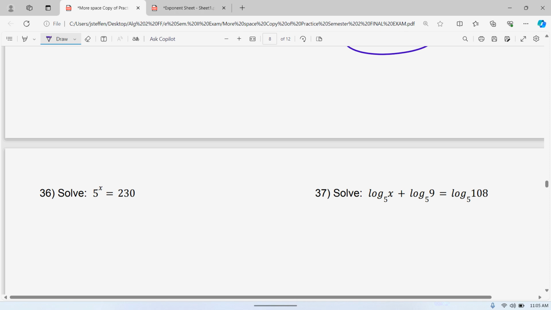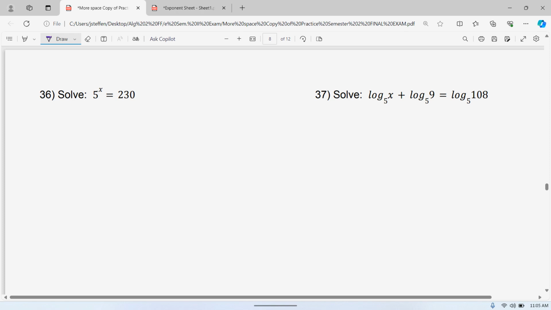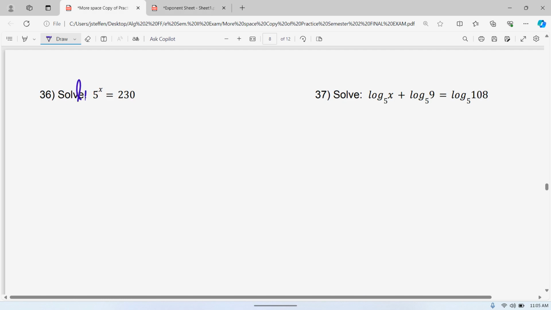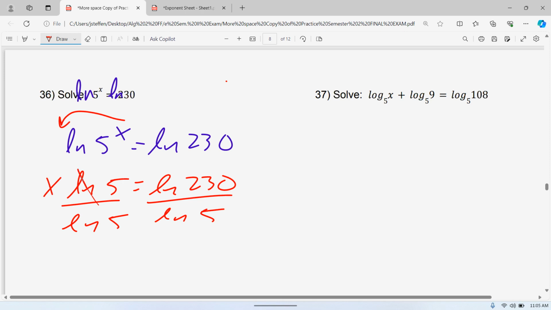This is where it's going to get a little bit more interesting. If you look at your exponent sheet, 5 raised to what number is 230? There is no 230 on here. So instead, this is where we're going to take the natural log of both sides. And you could have done that with the other ones as well. What that does is you take that exponent and move it out front. And now you get that x by itself, and this is dividing both sides by the natural log of 5 and the natural log of 230, they're just normal numbers.